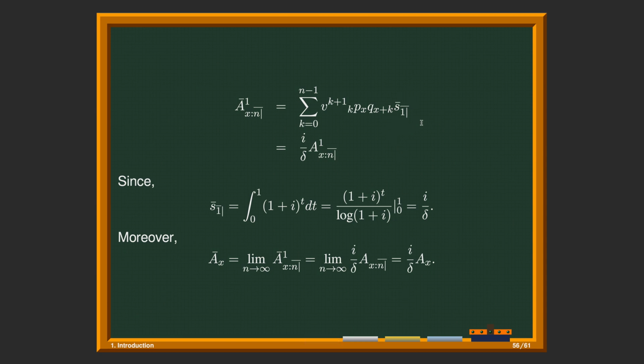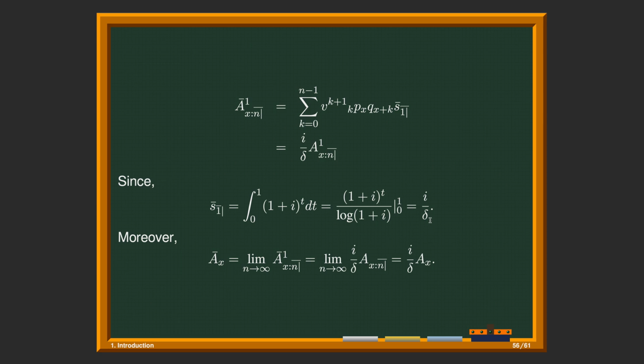Okay, but then s sub 1 bar can also be written out this way. S sub 1 bar is also, in theory of interest, the integral of 1 plus i to the t dt from 0 to 1. And so when we evaluate this, we get i over delta.